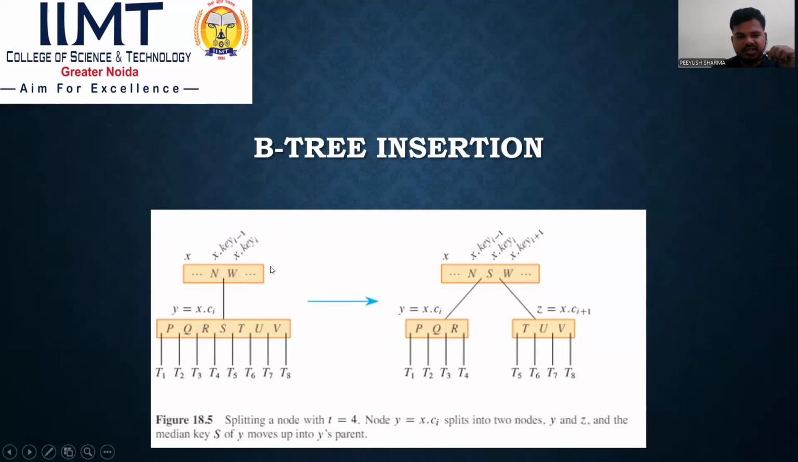So we can already see here the root node, and this root node is splitting a node with t equal to 4. That means a B tree of degree 4. So how many maximum children can be possible? 2t minus 1, that means 2 into 4 minus 1, that is 7, right? And we are inserting a new key into this node, right?